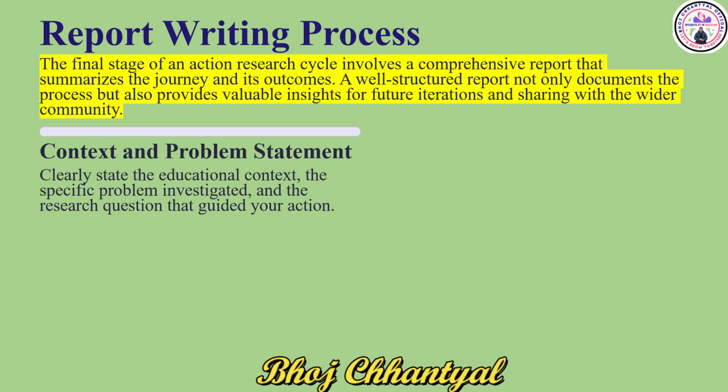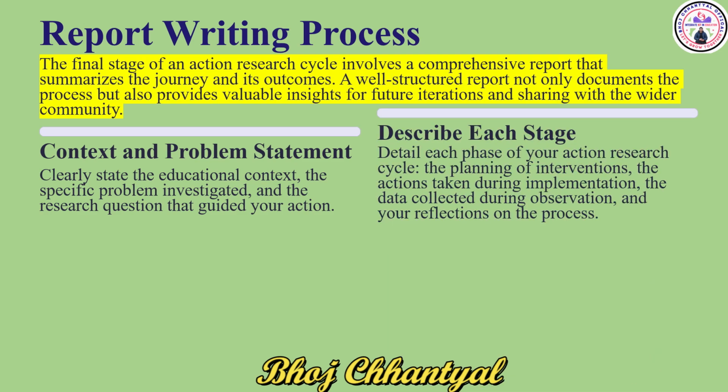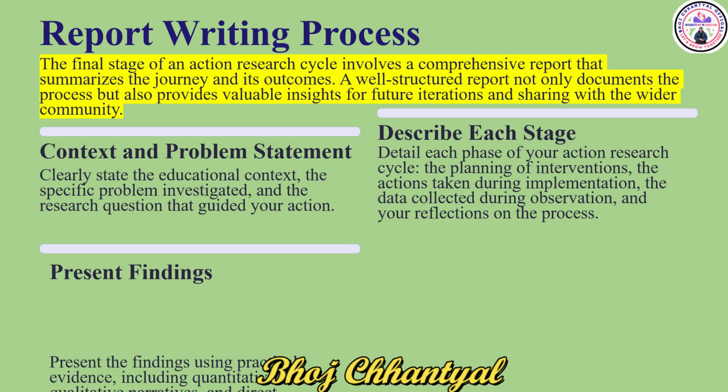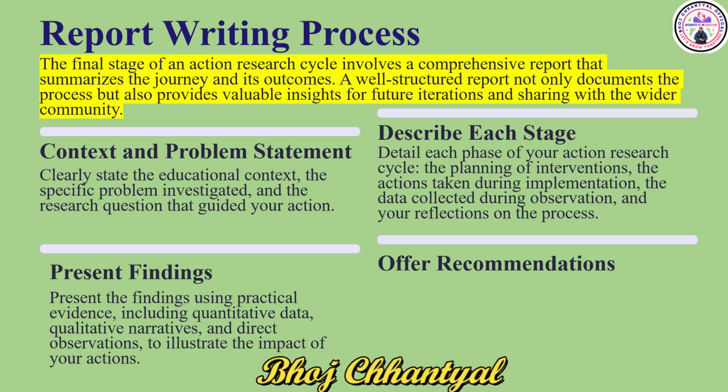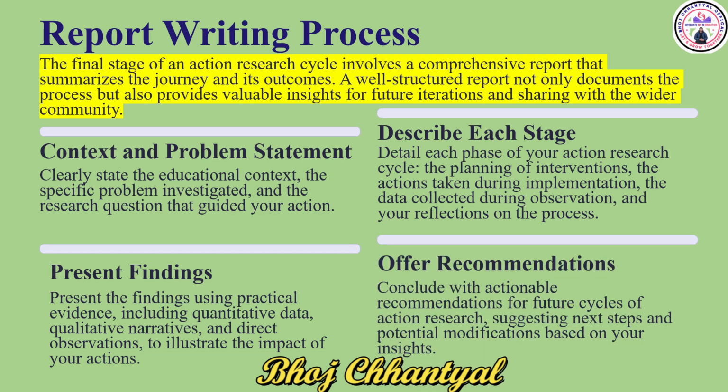Context and problem statement. Under this, we should clearly state the educational context, the specific problem investigated, and the research question that guided your action. Describe each stage. Detail each phase of your action research cycle, the planning of interventions, the actions taken during implementation, the data collected during observation, and your reflections on the process. Present findings. Present the findings using practical evidence, including quantitative data, qualitative narratives, and direct observations, to illustrate the impact of your actions. Offer recommendations. Conclude with actionable recommendations for future cycles of action research, suggesting next steps and potential modifications based on your insights.